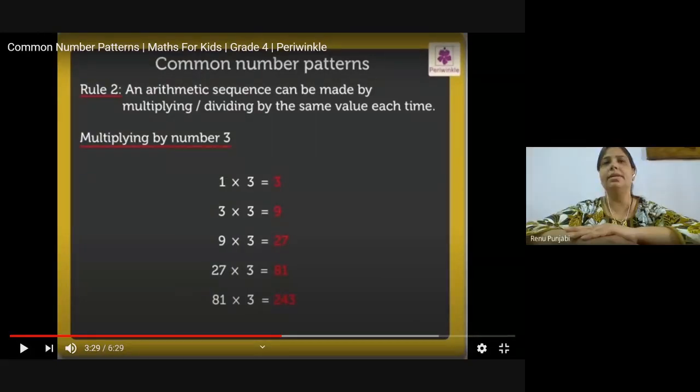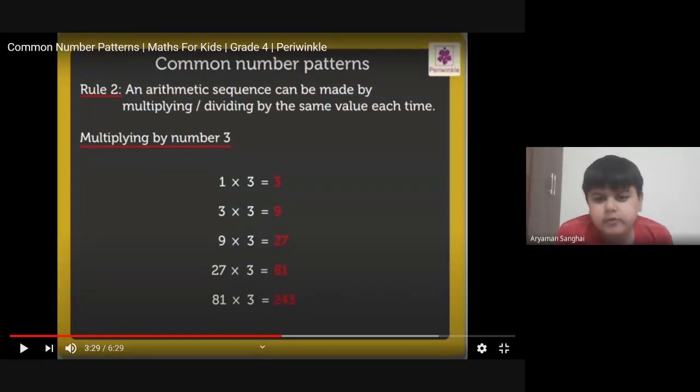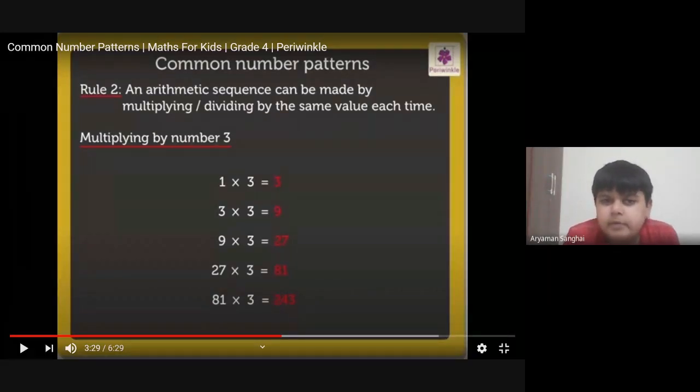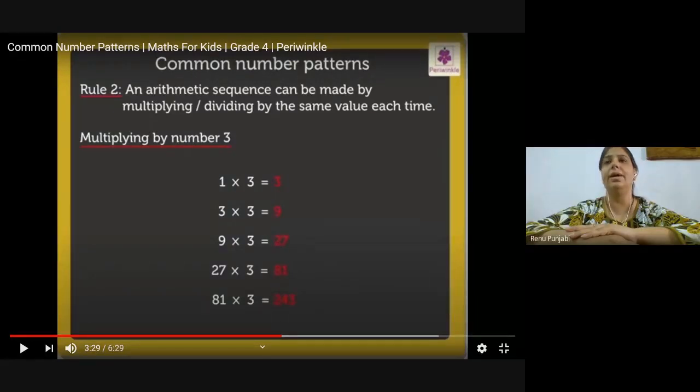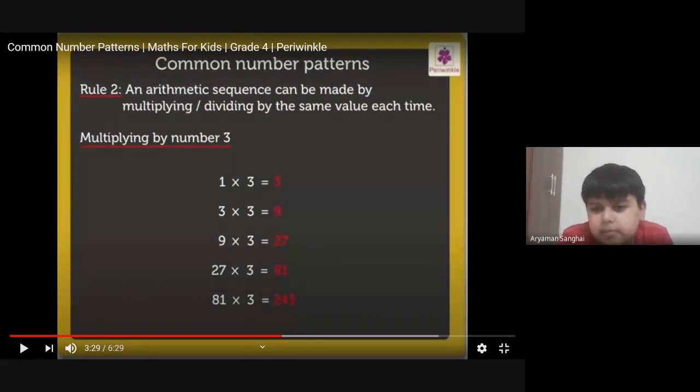Can you see, Ma'am, this? I have a doubt. Yes, please, Aryaman. Ma'am, if I want to make one triangle like this, so I will make one number line. Then I've made 1 to 10 number line. So I want to minus 2. So I will first take from 10 to 8. So like that it's number pattern.